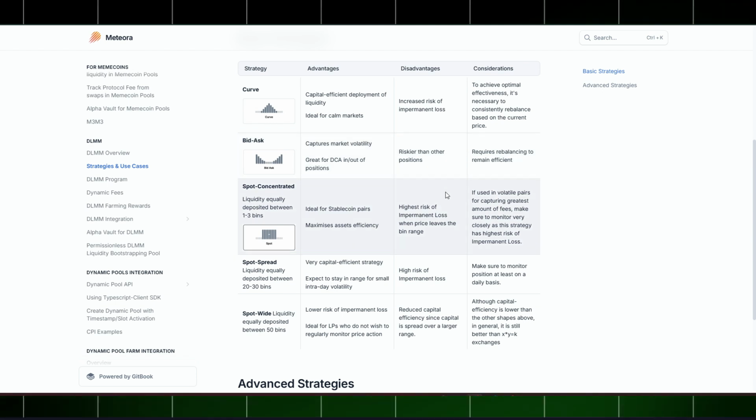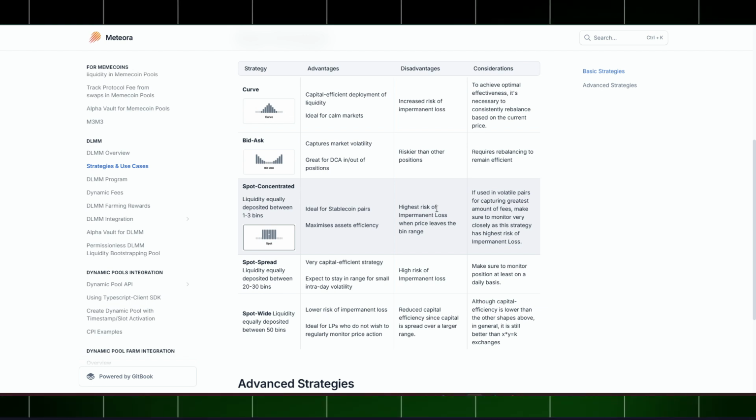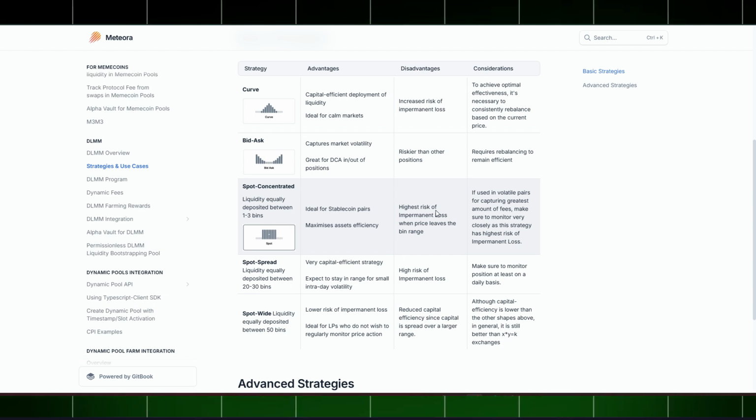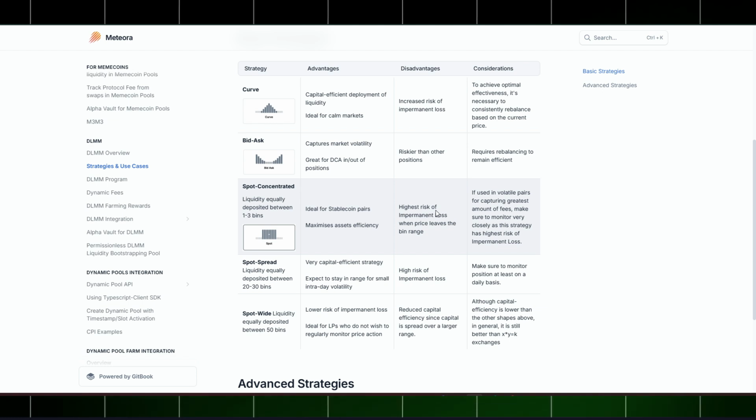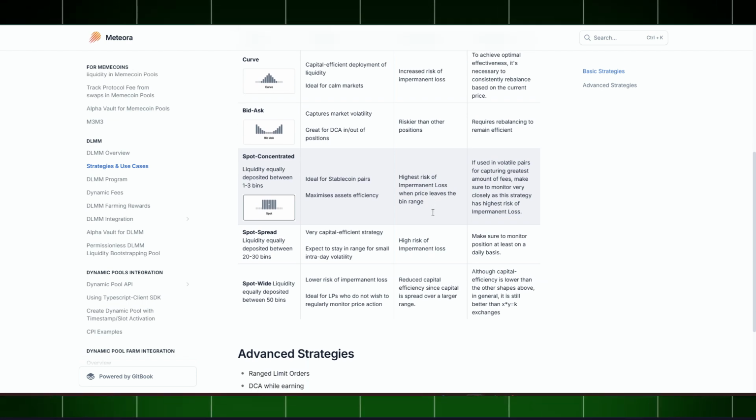You can spot concentrated, okay, spot spread, liquidity in 20 to 30 bins, capital efficient, expect to stay in range for a small intraday volatility, high risk of impermanent loss, requires daily monitoring. And also spot wide, liquidity in 50 bins, lower risk of impermanent loss, ideal for those who don't want to monitor price regularly but has reduced capital efficiency. So you need to vary.